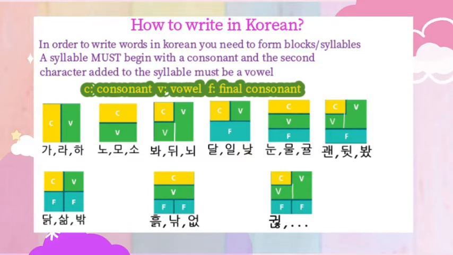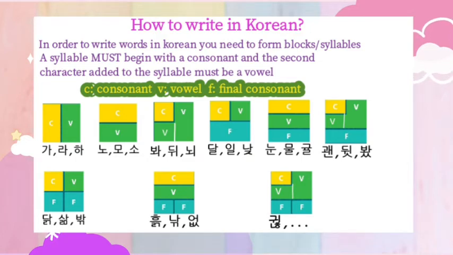For the sixth example, we have consonant, composed vowels, and final consonant. As an example, we have Gwen, as in Gwenchana, it's okay. We have tweet, what. It's not twist, it's tweet, what.